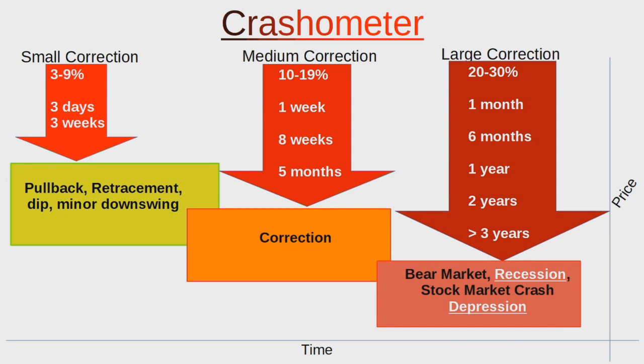It can be used to refer to price drops in the small, medium, and large categories. However, it is more common for this term correction to be used to define drops in the medium category. When it is a large drop, the term bear market or stock market crash is more commonly used, rather than saying large correction. Likewise, a small correction is a correct term to use. However, it is more common to use terms such as pullback, retracement, dip, or minor downtrend, and downswing.